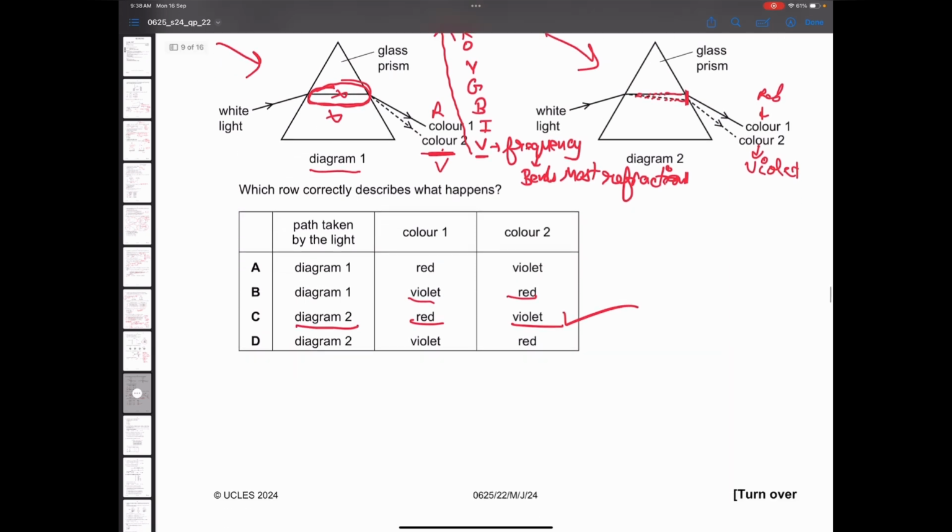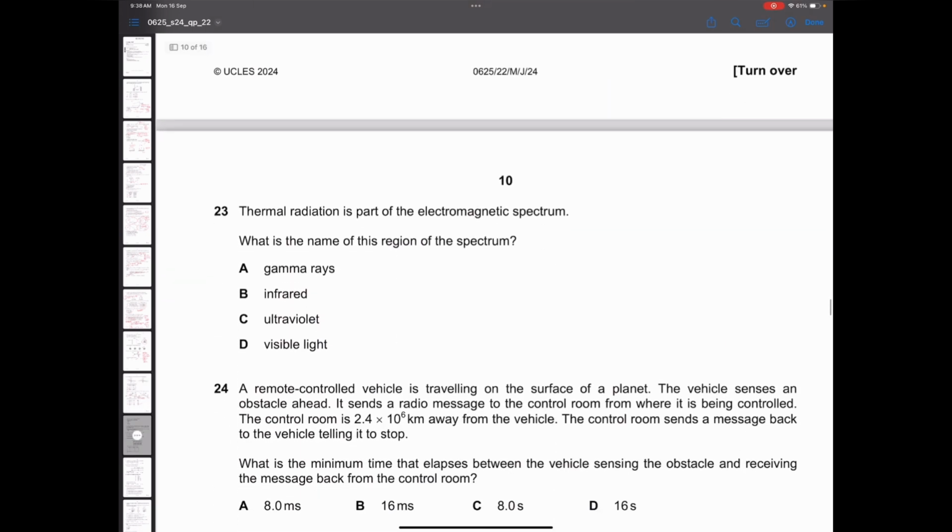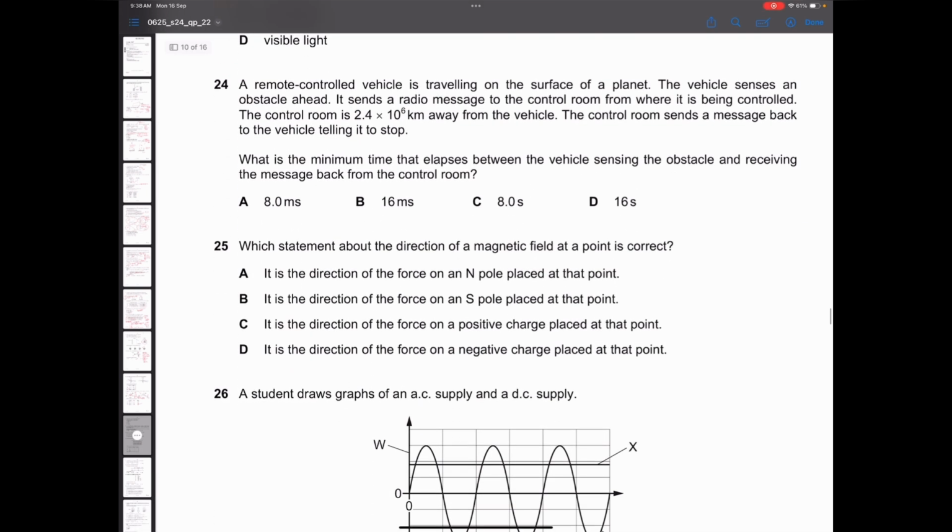Now, next question. Thermal radiation is part of the EM spectrum. What is the name of this region? Thermal radiation is the infrared region. So answer B will be correct. Next question.